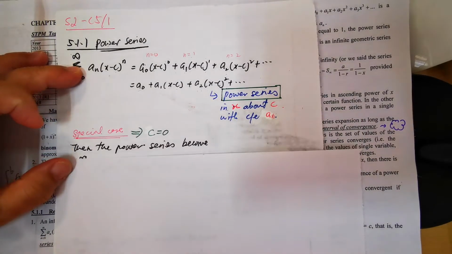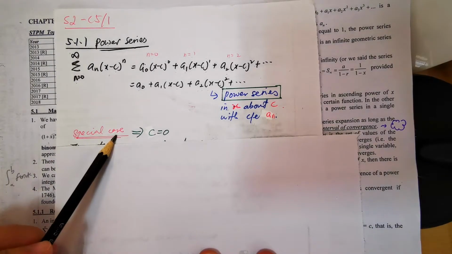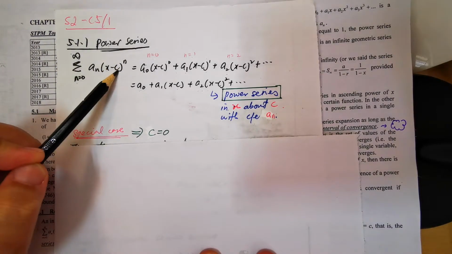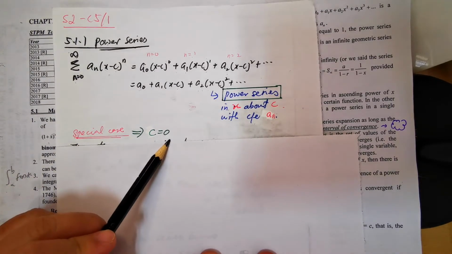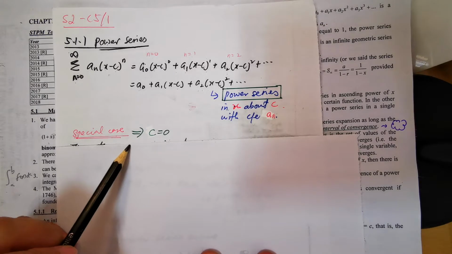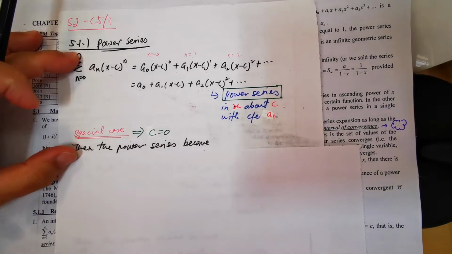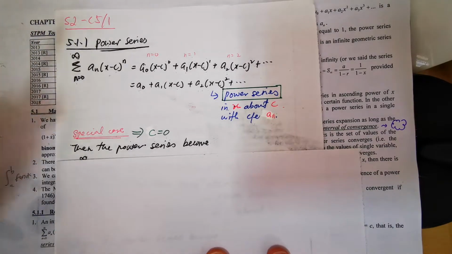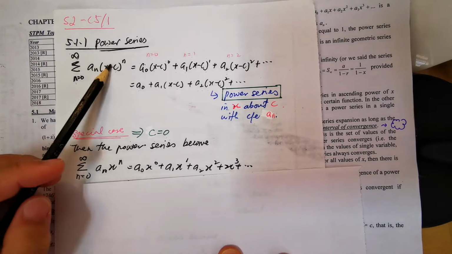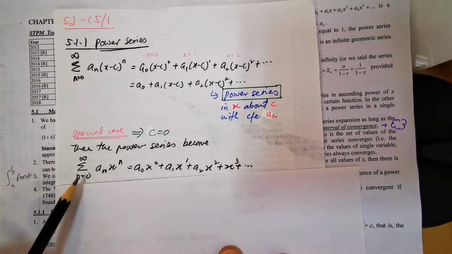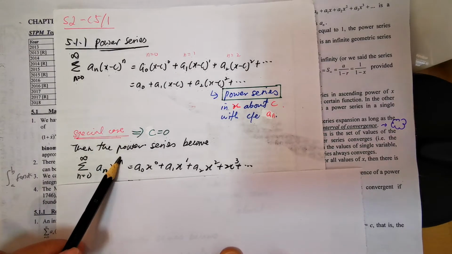Okay, so next, a special case about power series. Just now, c can be any number. Okay, so the special case is when c equals 0. This is called the special case of power series. So when c equals 0, what will happen? Then the power series will become like this. Correct? Because c equals 0, it means that only x remains. So it's the summation when n equals 0 until infinity for an xn.